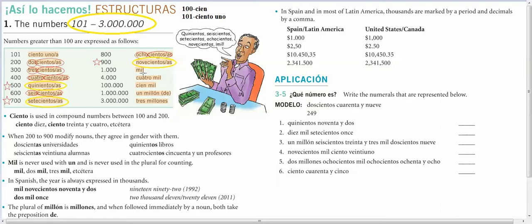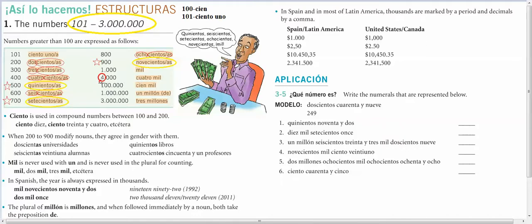1,000 is mil. So 1,000 is just plain old mil, and when you want to add numbers to 1,000, you just add mil to it. The only thing you want to remember for 1,000, you don't need to put a 1 in front of it, but after that, if this is 4,000, this is 4, so you just say cuatro, and then you put mil, because it's not just plain old cuatro, it's 4,000.